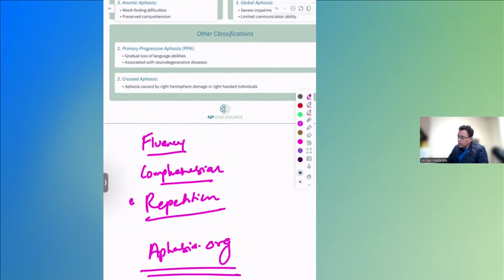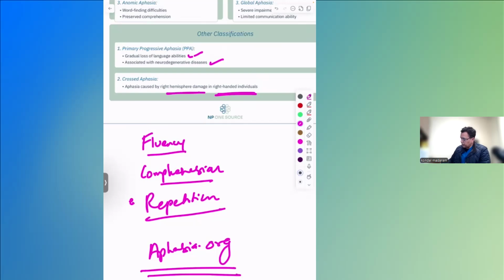There is another kind of aphasia where you have gradual loss of language abilities, and this is associated with neurodegenerative diseases. And then there is also crossed aphasia, which is caused by right hemisphere damage in right-handed individuals. So I hope this helps.